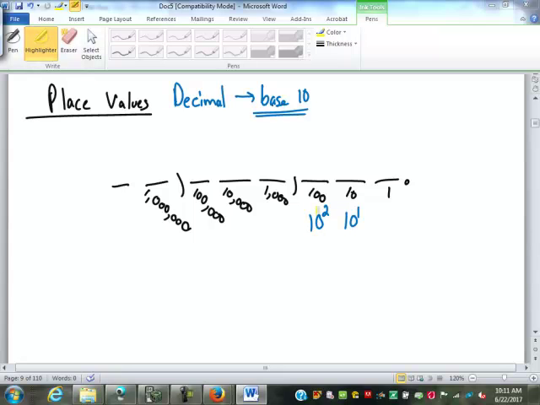Our place values are exponents. Remember we said an exponent has 2 parts, a base and a power? They're exponents with a base of 10. So it's a base 10 number system. So this is 10 to the 3rd, 10 to the 4th, 10 to the 5th. This is 10 to the 0. Remember, anything to the power of 0 is 1.